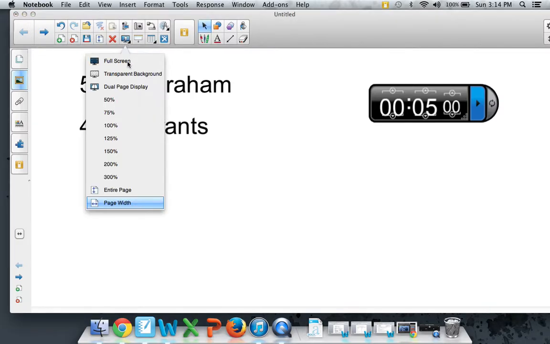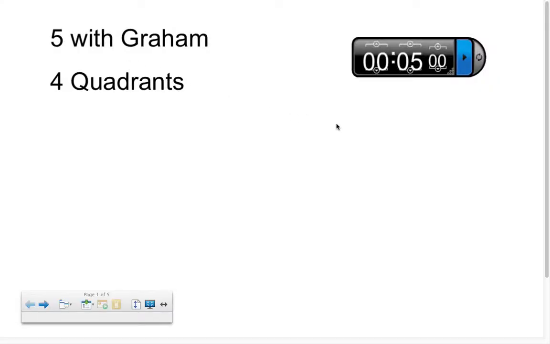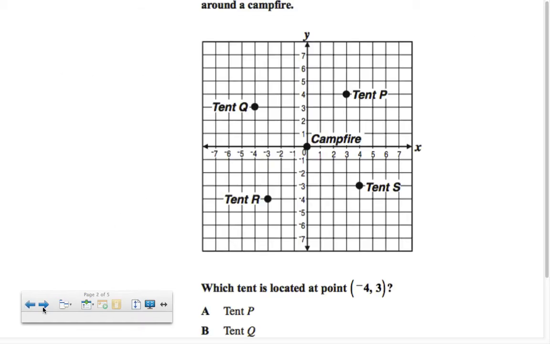Today we're going to talk about four quadrants. It's a tough one for some kids. They get a little lost, and 5 minutes might not be enough. But these videos are just extra help. You can always ask questions in class or ask mom and dad. But let's see what we can do with 5 minutes in four quadrants. Press play, and off we go.